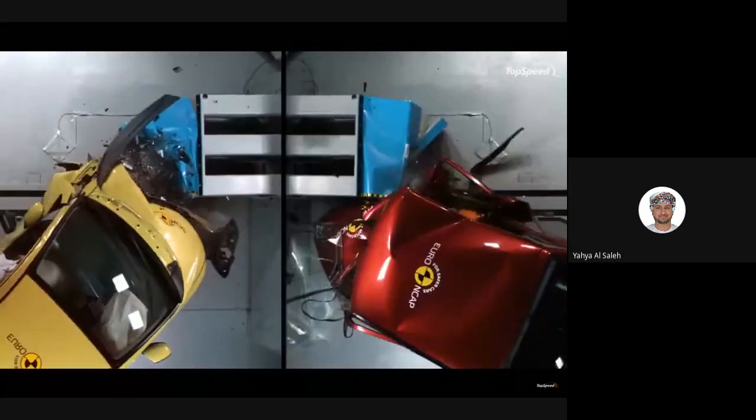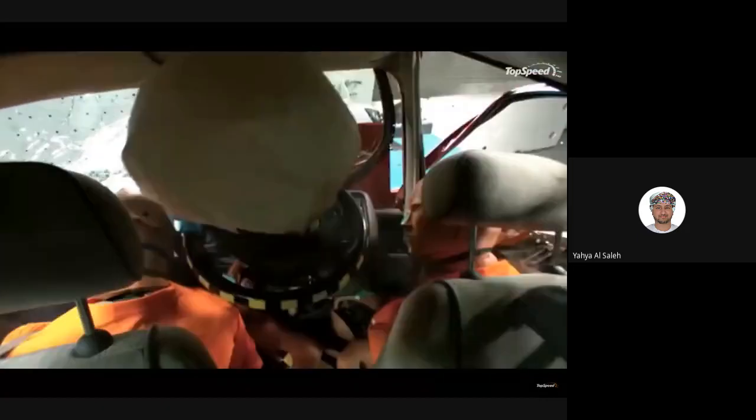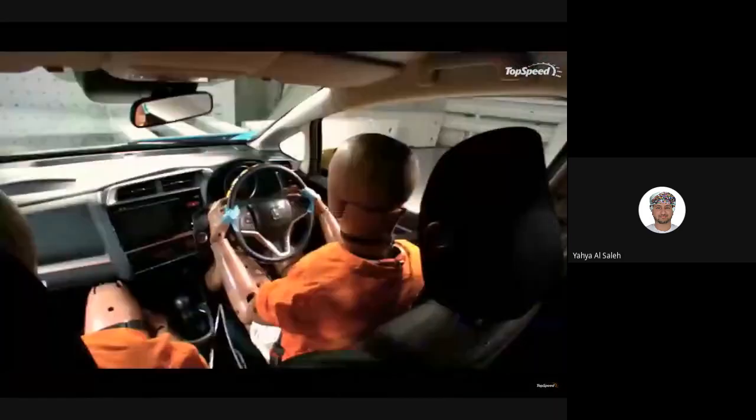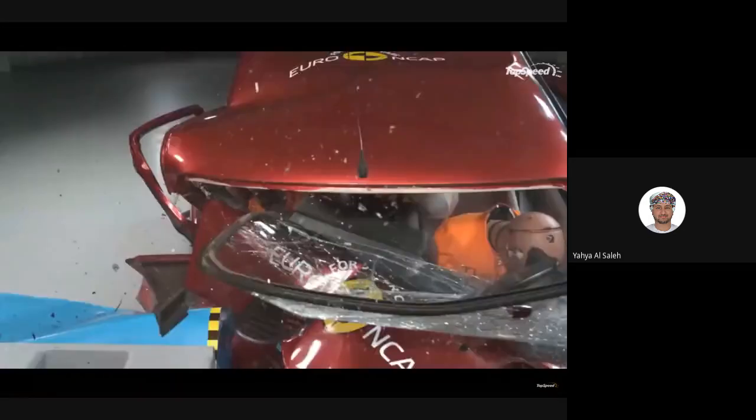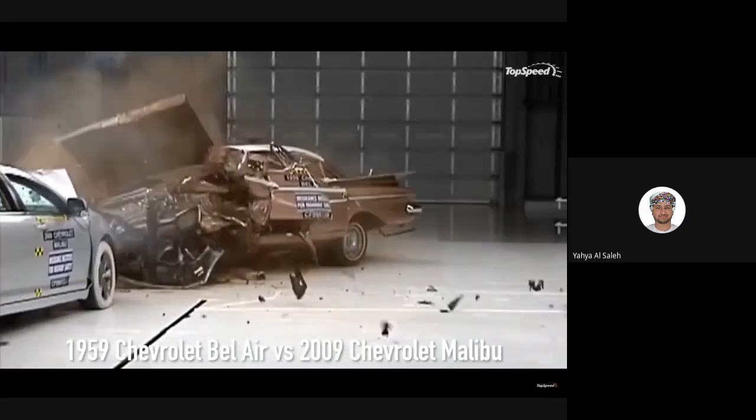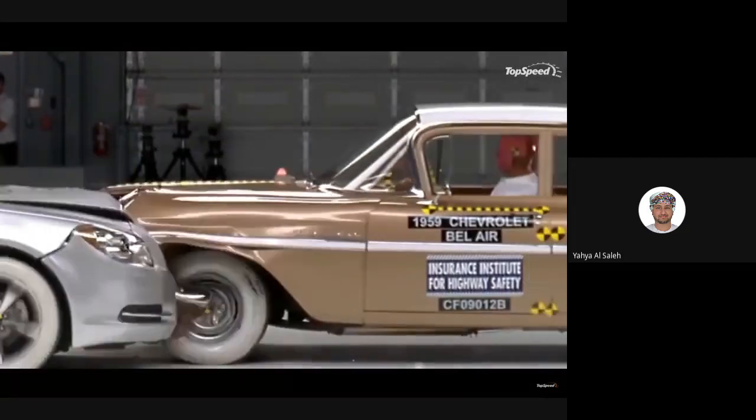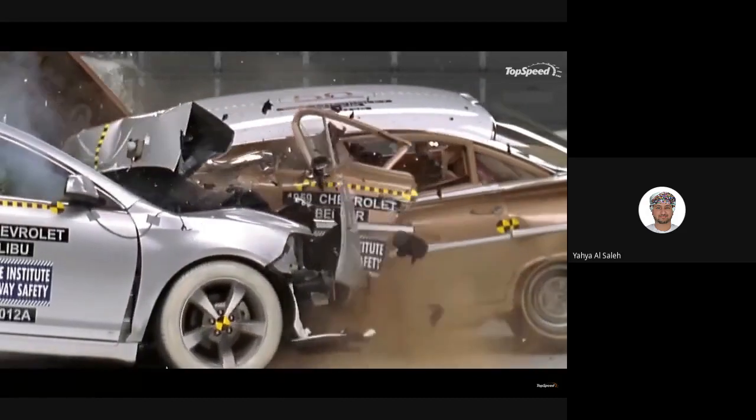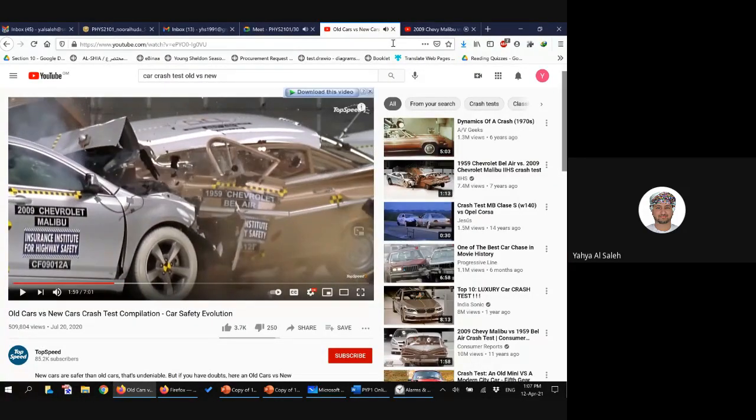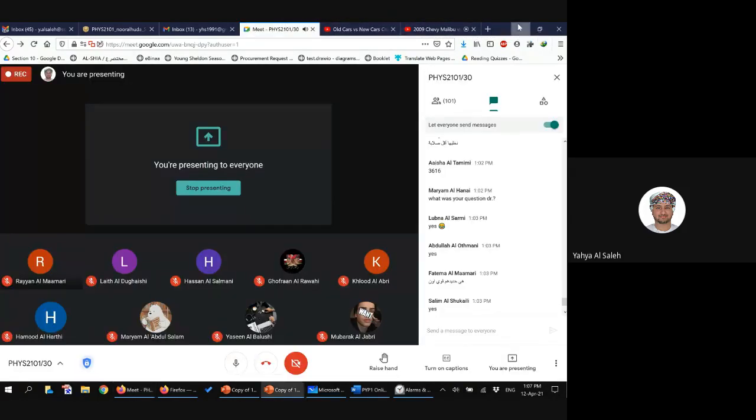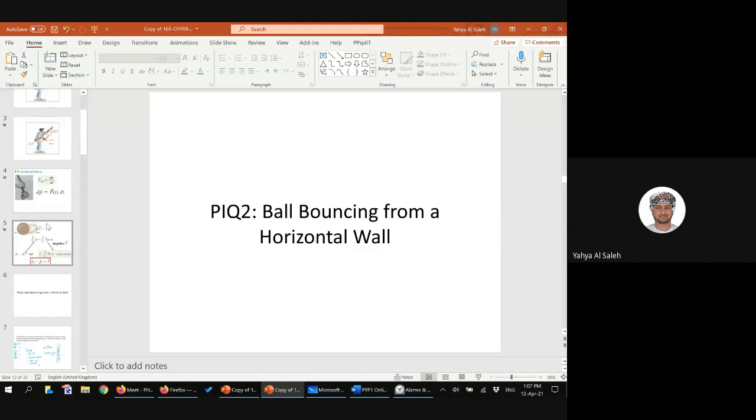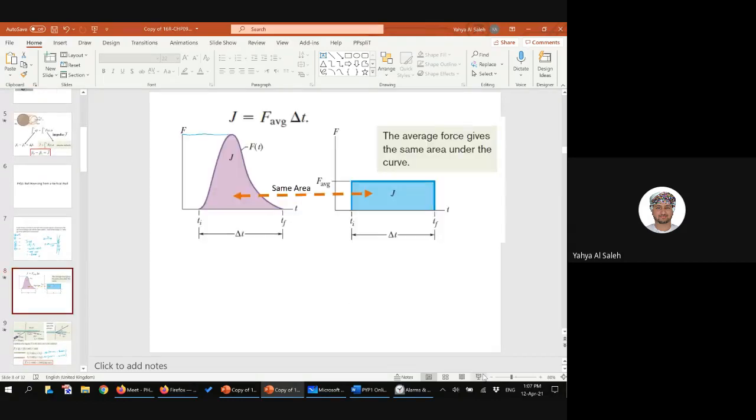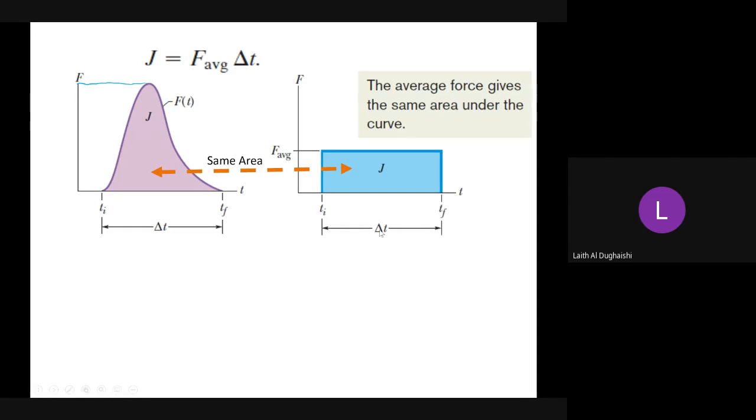So look at the difference between what happens to the old car and to the new car. Okay, that's enough. So what did you notice? What are the differences? The collision appears much more prominent on the old cars.